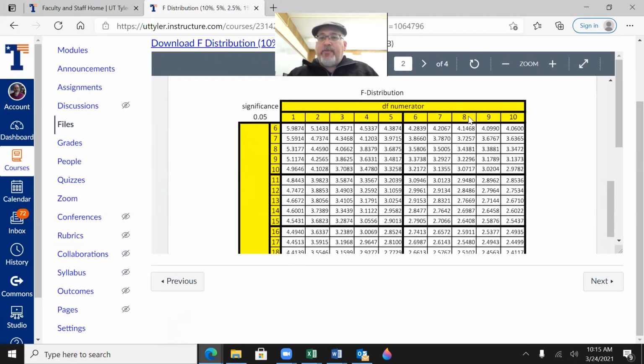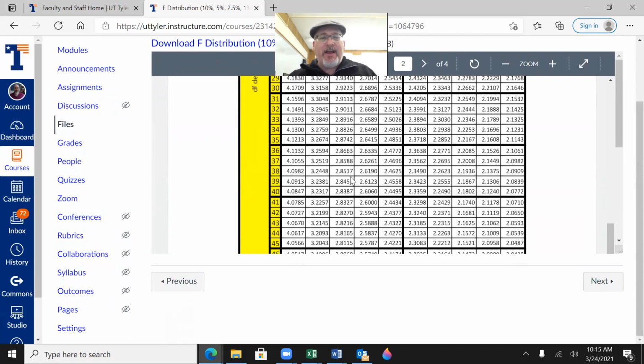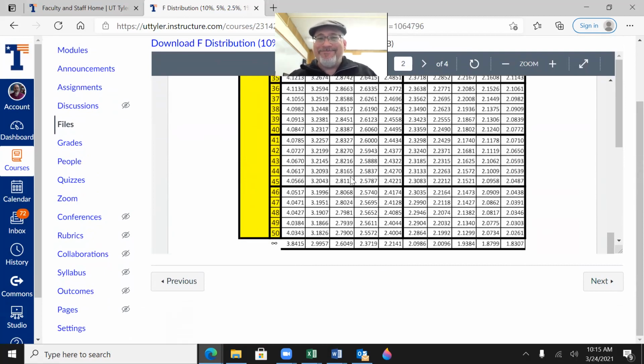We have 8 degrees of freedom in the numerator, so we're looking in the middle column on the right half. And we need 261 degrees of freedom in the denominator. But again, this table only went to 50, but I added an infinity row. So if it goes beyond 50, just do that. And I could have put more values beyond 50, but I wanted to keep this table to only 4 pages.